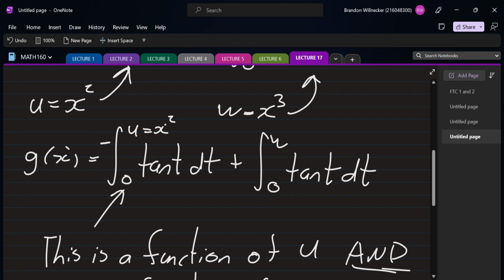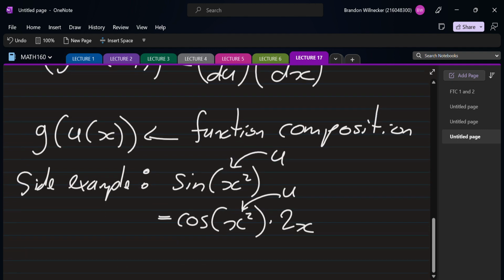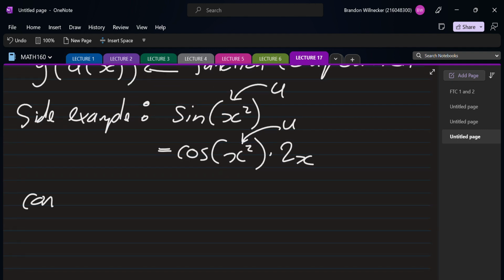It's exactly the same here. That thing there was u equals x squared. Think of that as sine of x squared. You take the derivative of the outer function using FTC 2, then multiplied by the derivative of the inside function, which is x squared.